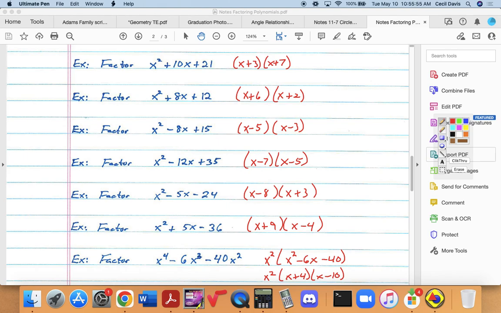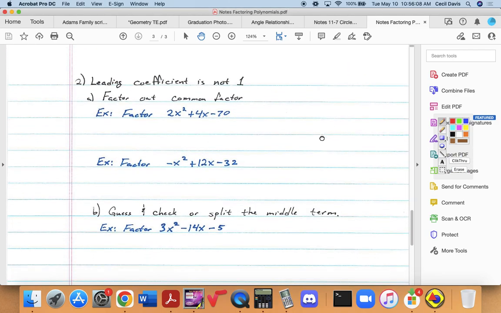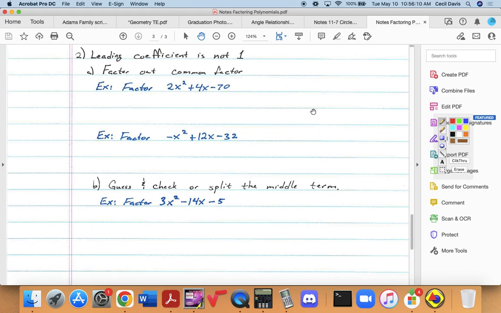So don't forget to look for a monomial factor first. People tend to get in kind of a groove and they're just going and they forget to factor that out first. All right, what if the leading coefficient is not 1? Well, sometimes you can make it a 1 by factoring out a common factor. So for example, on this one, yes?